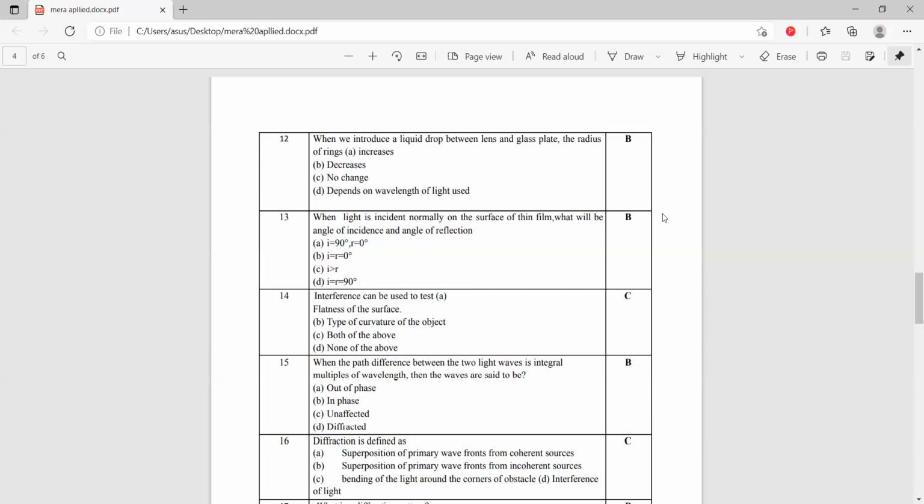Question number 14. Interference can be used to test, we have to complete the sentence. Option A, flatness of the surface. B, type of curvature of the object. C, both of the above. D, none of the above. So the correct answer is both of the above, that is flatness of the surface and type of curvature of the object.